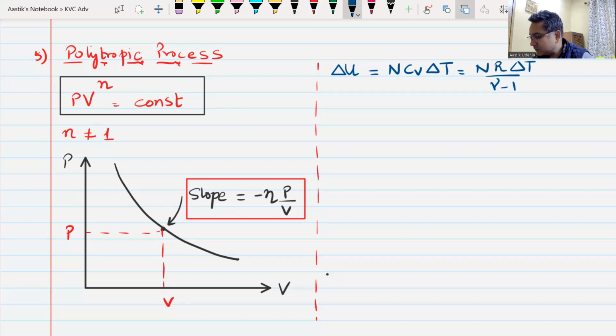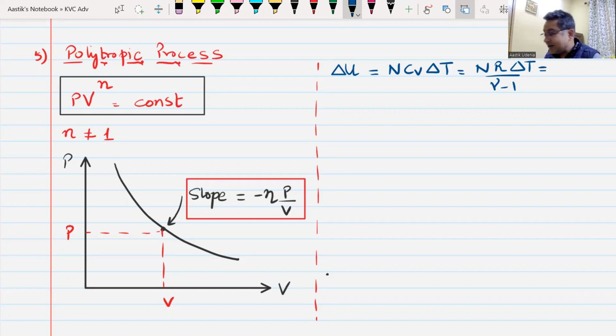Sir, why is it gamma, not eta? I'll give you 5 minutes. Think about it and tell me why it is gamma, not eta. How did you get it? Cv is R by gamma minus 1. Change in internal energy is the same for whatever process. So you have to keep on revising it.